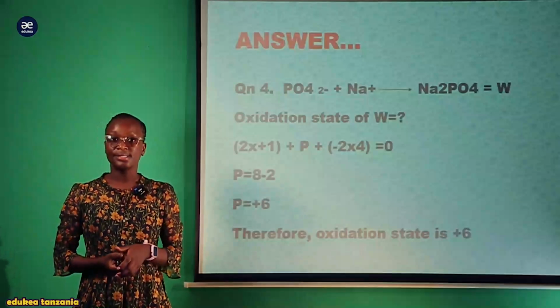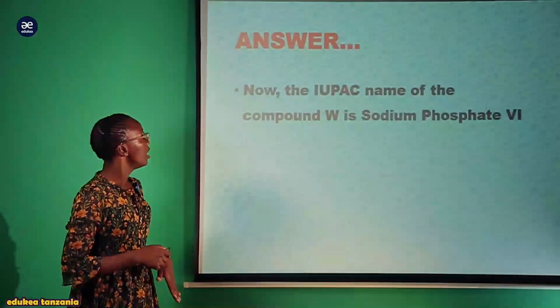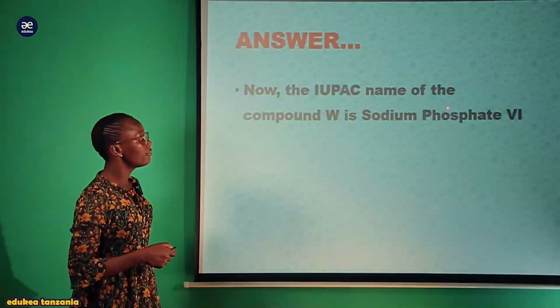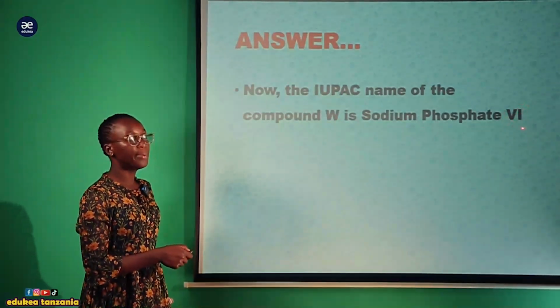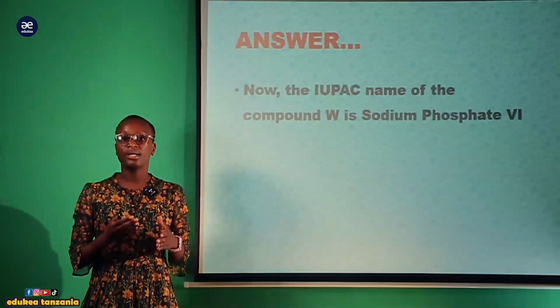Baada ya pale tunakuja kufanya naming ya compound yetu. Now the IUPAC name of the compound W is the sodium phosphate ambayo tunaweka na hii valence hapa 6. So this is how mwanafunzi alitakiwa solve swali lake ambayo ilikuwa ni part A.